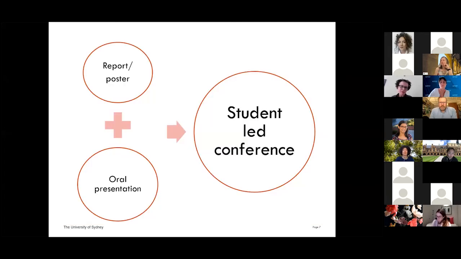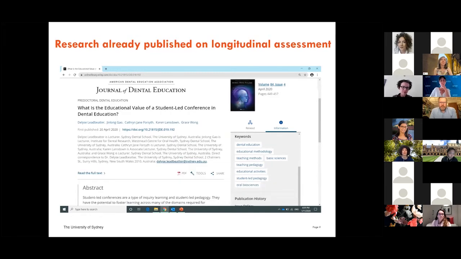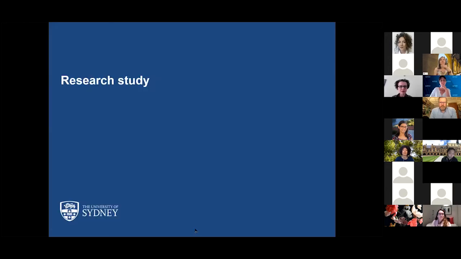Each semester, students produce written work as well as doing oral presentations. The first 2 semesters are individual, and then there's a small group presentation, and the final semester is a student-led conference, which involves the whole cohort. Now, we've already done a couple of pieces of work around this longitudinal assessment, one looking at student engagement, and the next one looking at the student-led conference. But the research study that we're currently doing is what I'm going to be introducing now.